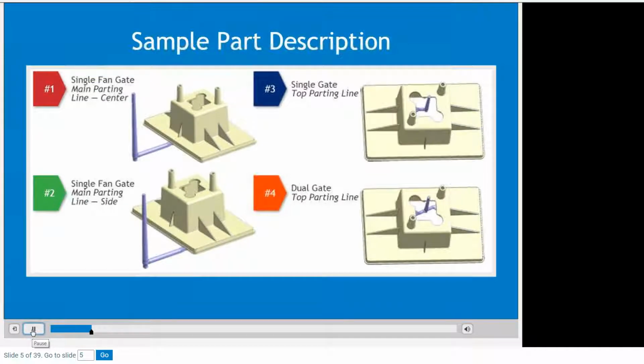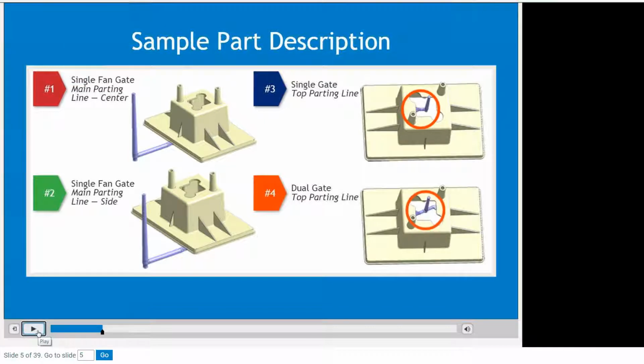For this lesson, we will evaluate a part with 4 gate variations. The first 2 examples use a single fan gate on the main parting line of the part. The first gate example is in the center of the part, and the second is off to one side. The third and fourth examples are a single and dual gate placed into the top parting line.